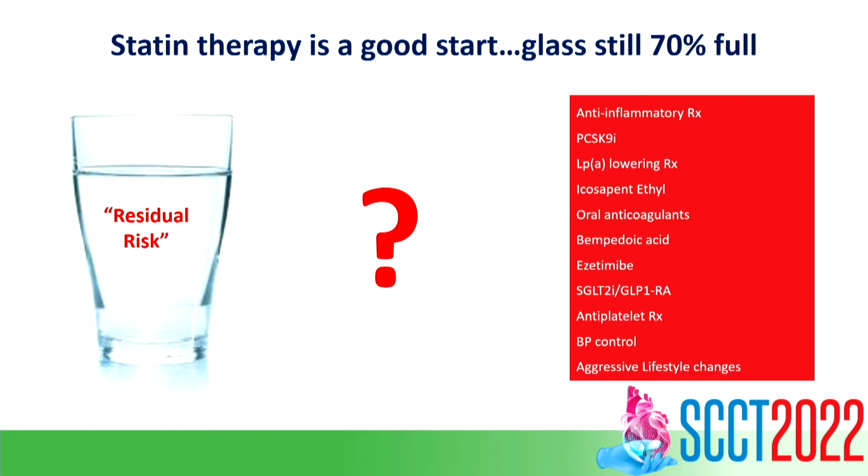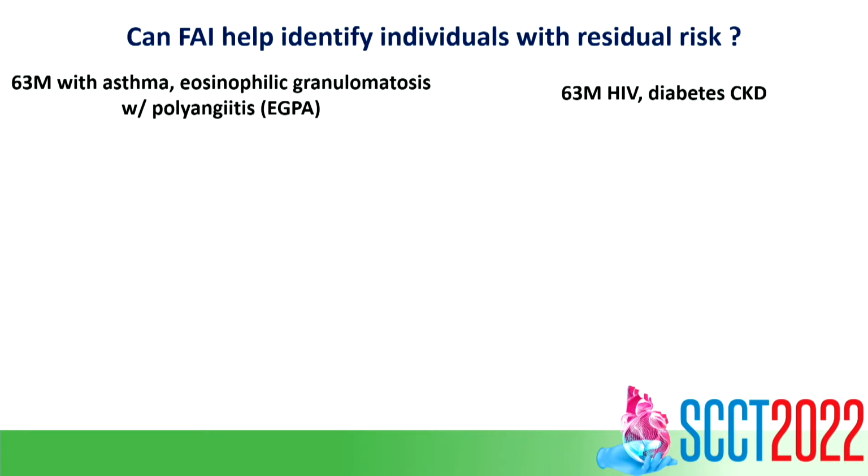And you can see on this slide many agents that are now used in secondary prevention. And the big question is, who are the primary prevention patients who have a high enough risk that we want to give them some of these secondary prevention agents? And the question again is, can fat attenuation index help at identifying who has residual risk?